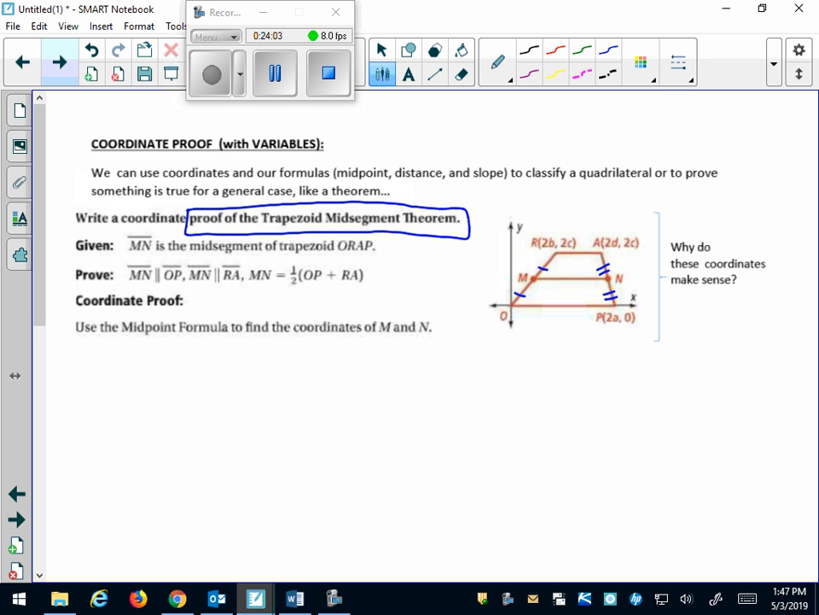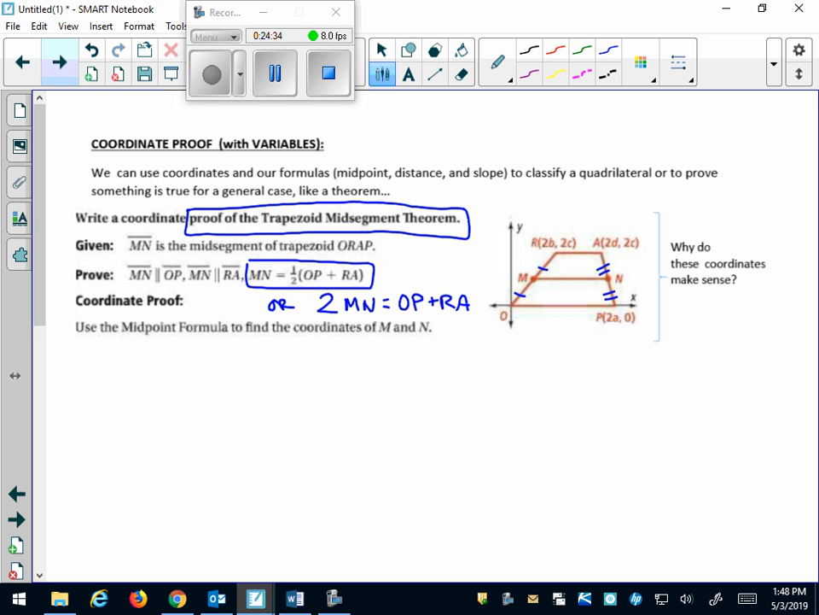Okay, the mid-segment is the average of the two bases, right? So in other words, MN is 1/2 OP plus RA in this case, or the way we thought about it, 2 times the mid-segment, so 2 times MN equals OP plus RA. See how that's the same thing? All right, so that's one thing.